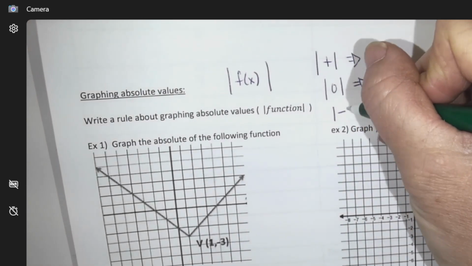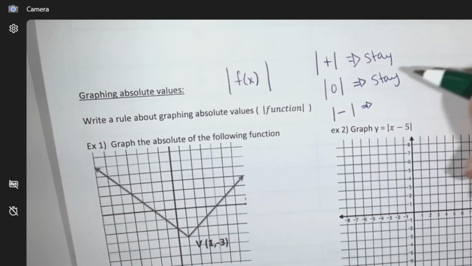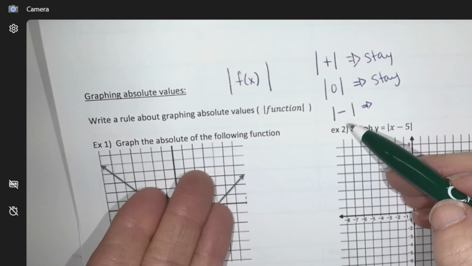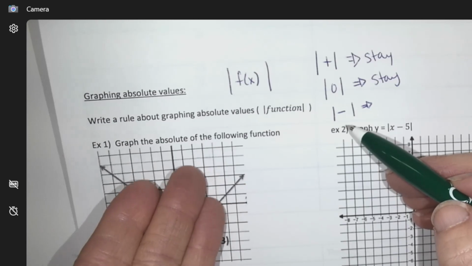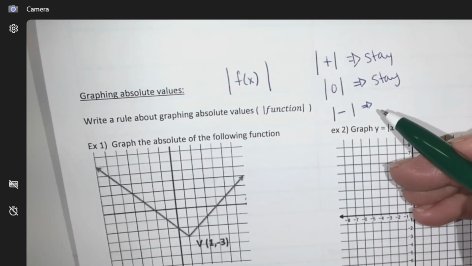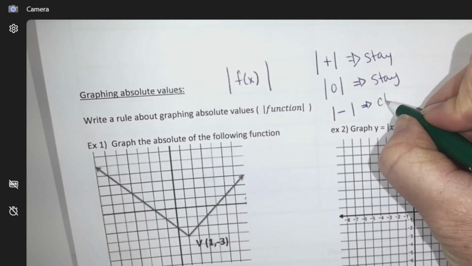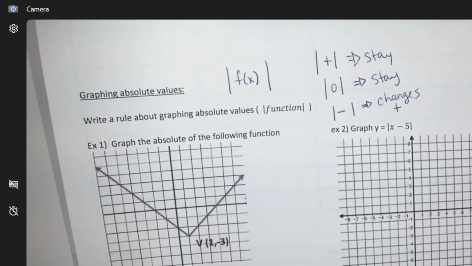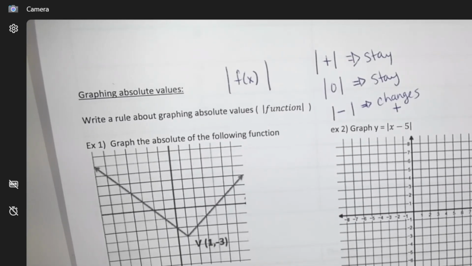And then what about a negative value? For instance, what's the absolute value of negative 5? Positive 5. So it changes to the positive, right? The magnitude part of it. Okay, so that's it. That's what we're going to do.